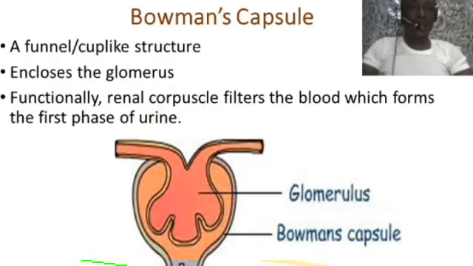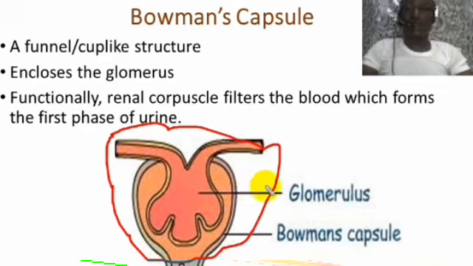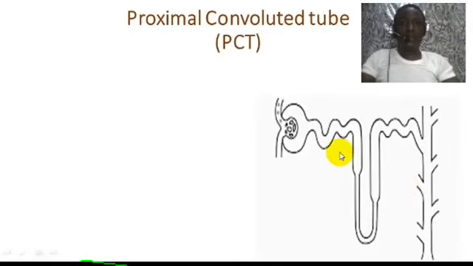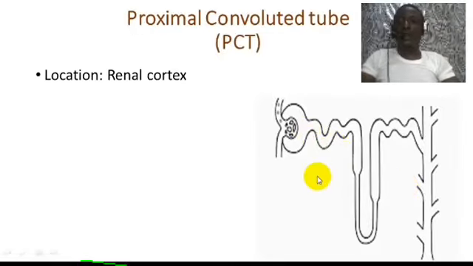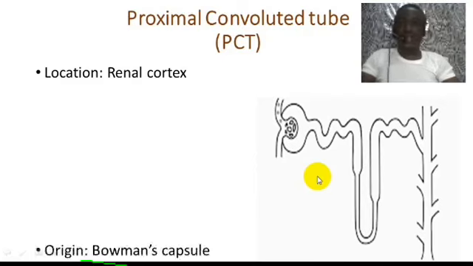So the whole of these parts, their function is to filter blood, which forms the first phase of urine. We shall get to know all of this when we get to urine formation. Okay, that is that. The proximal convoluted tubule is located in the renal cortex. I will explain that later on.